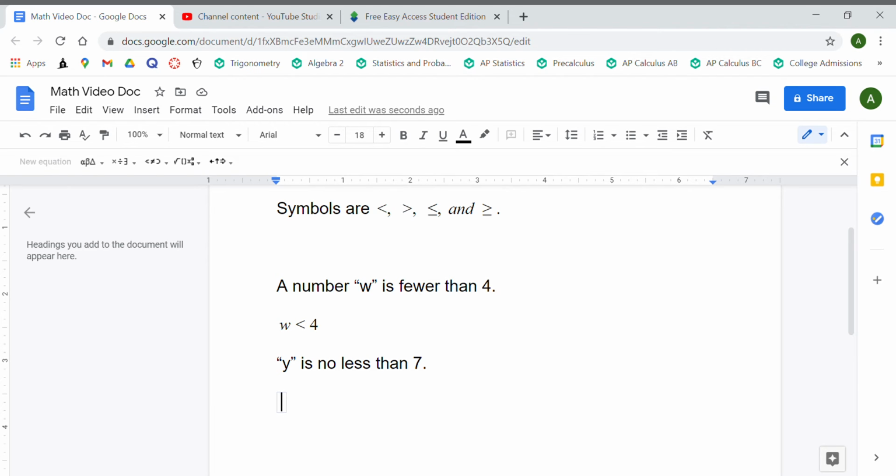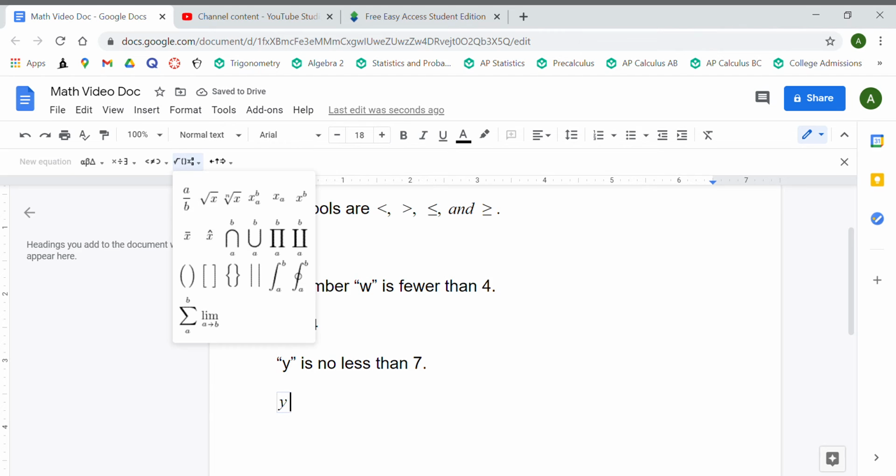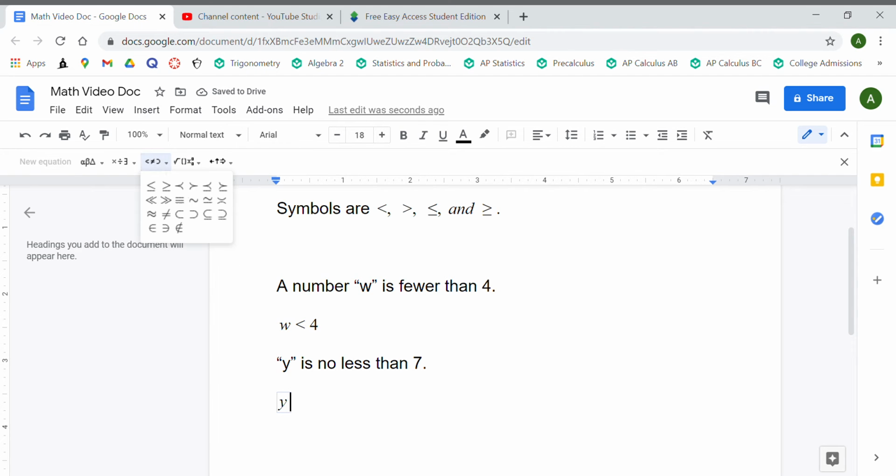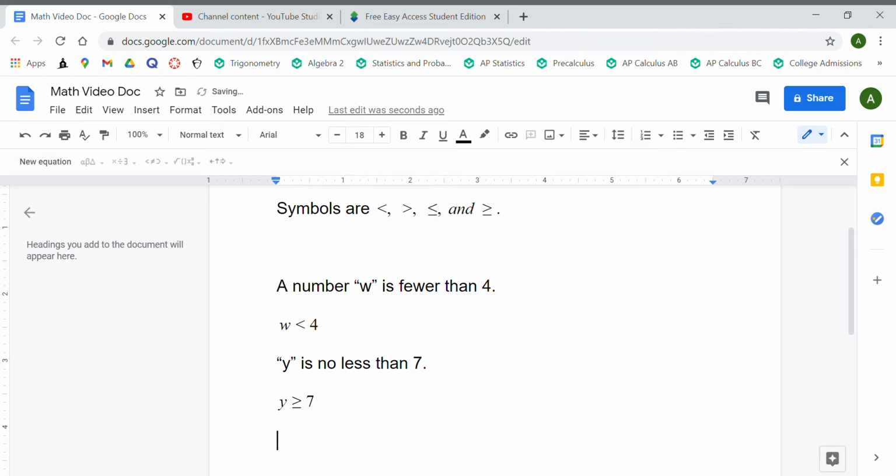So we are going to be writing this as Y is greater than, that's not the symbol I want. Greater, oh my god, I'm sorry guys. Y is greater than or equal to 7. So that's pretty much how inequalities work. Alright, so now we are going to try to graph inequalities.